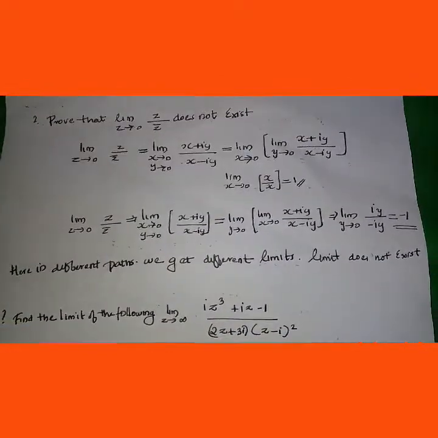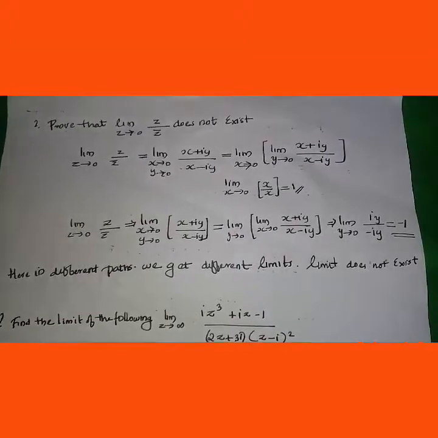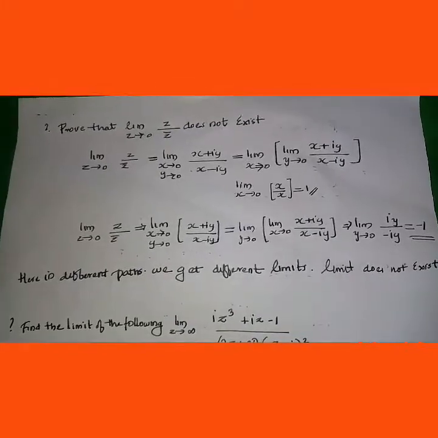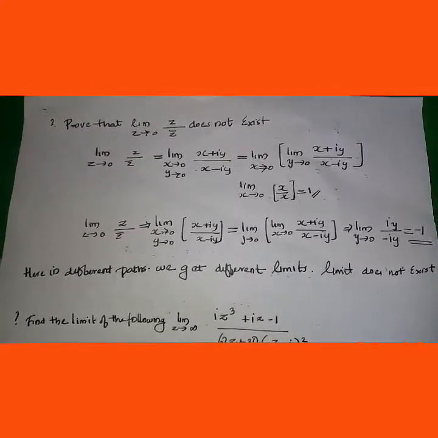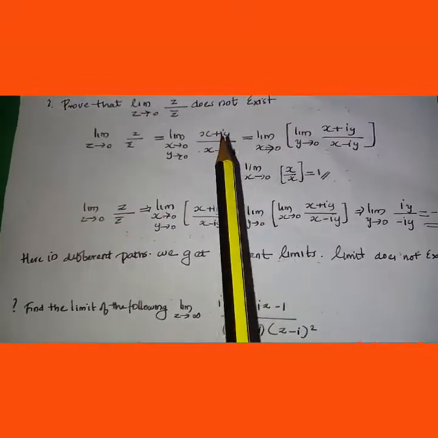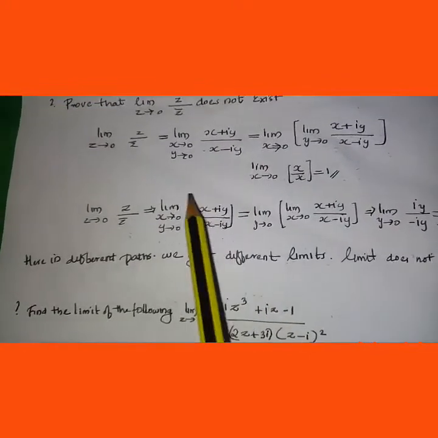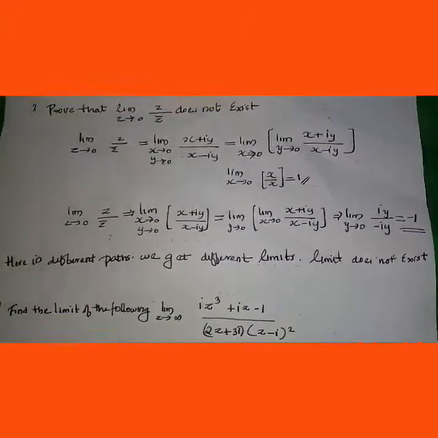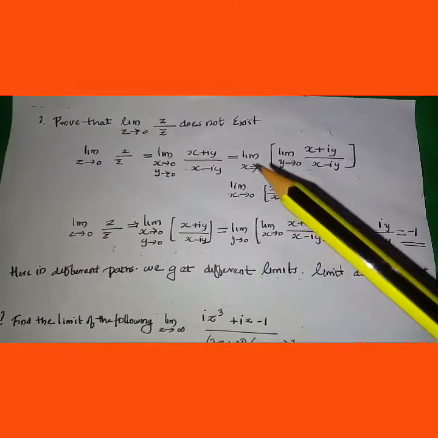Okay, next problem, prove that limit z tends to 0, z divided by z bar does not exist. Here also we have to check the limit z tends to 0 of z by z bar, in which z tends to 0 we can change as x tends to 0 and y tends to 0, because z is equal to x plus iy. We can replace z by x plus iy in the equation, and z bar, you know, is the complex conjugate of x plus iy, so we can change the plus sign to minus, because in the complex conjugate we change the sign of the imaginary term.